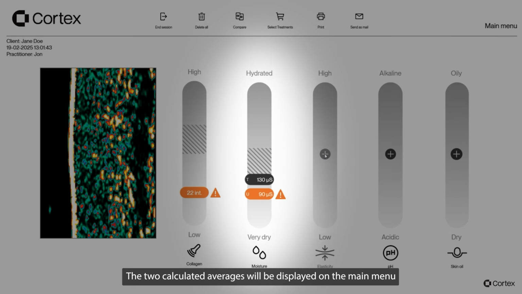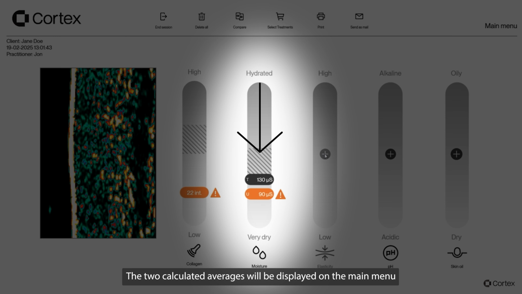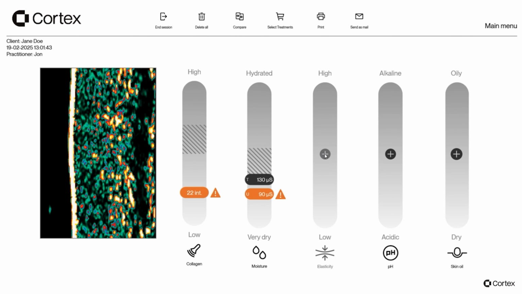The 2 calculated averages will be displayed on the main menu when measurements are done. For the hydration parameter, a predefined normal range is displayed, along with the 2 measured averages. The higher the moisture value is, the more hydrated is the skin.